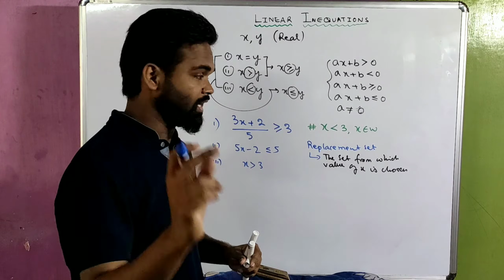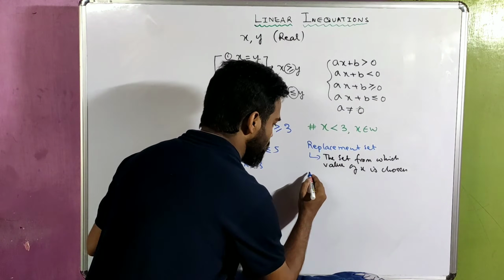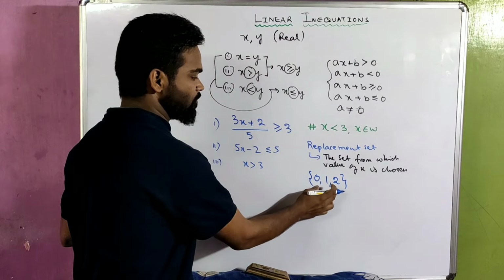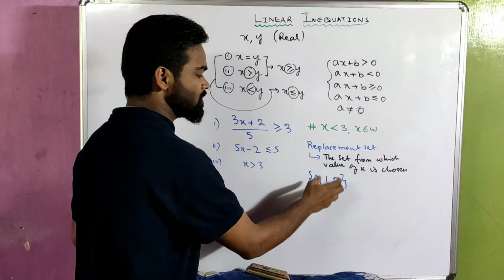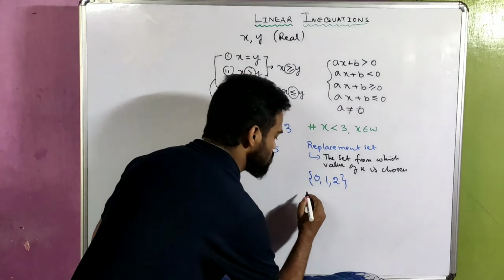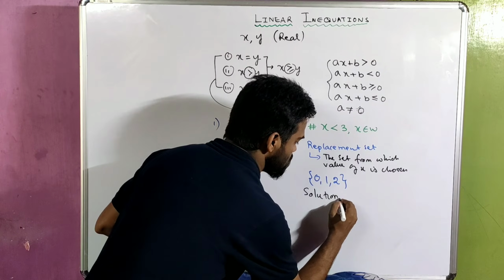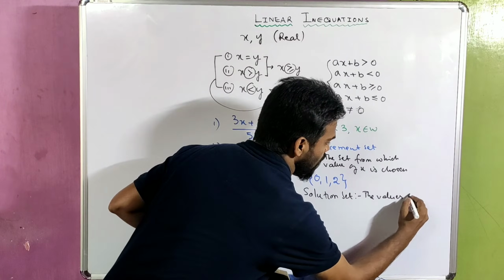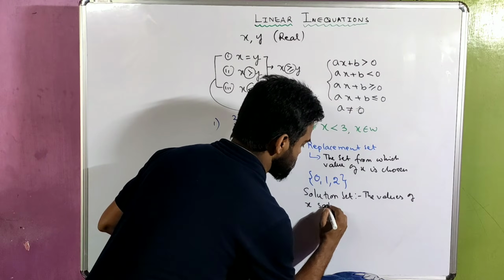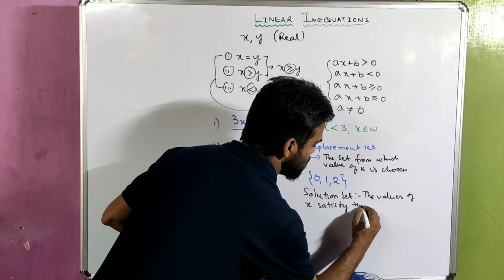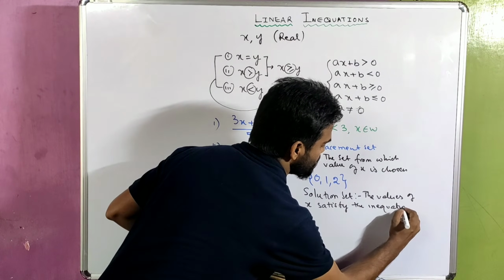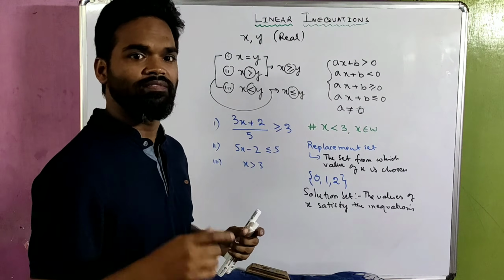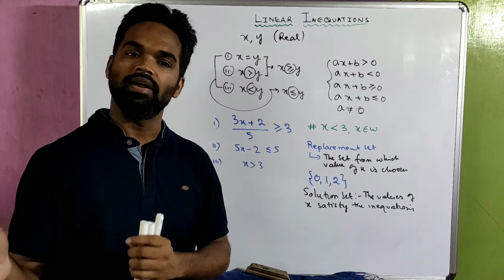number. Now look carefully. If I want to write this in roster form, I know the values 0, 1, 2, because these values of x satisfy the inequation. So this is known as my solution set. So what is a solution set? The values of x which satisfy the inequation. Now remember, in a sum, if the replacement set is not given, we'll take the replacement set as the real numbers.